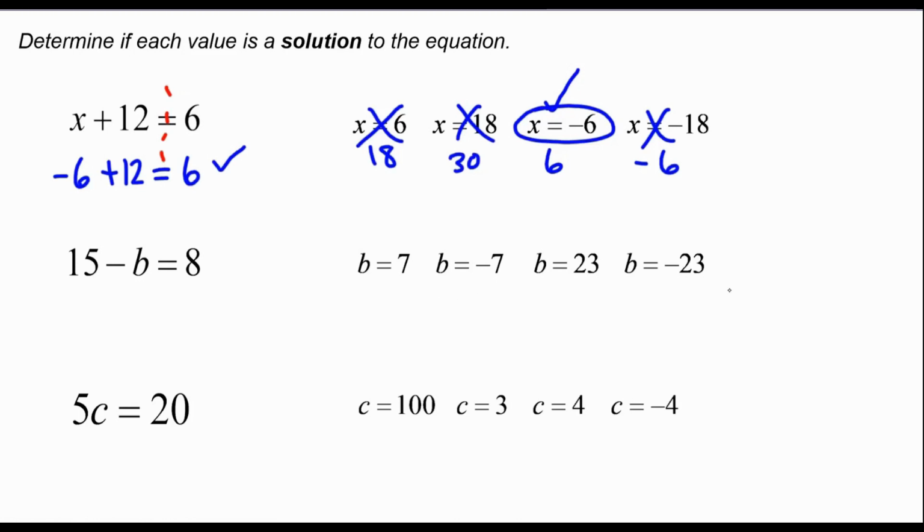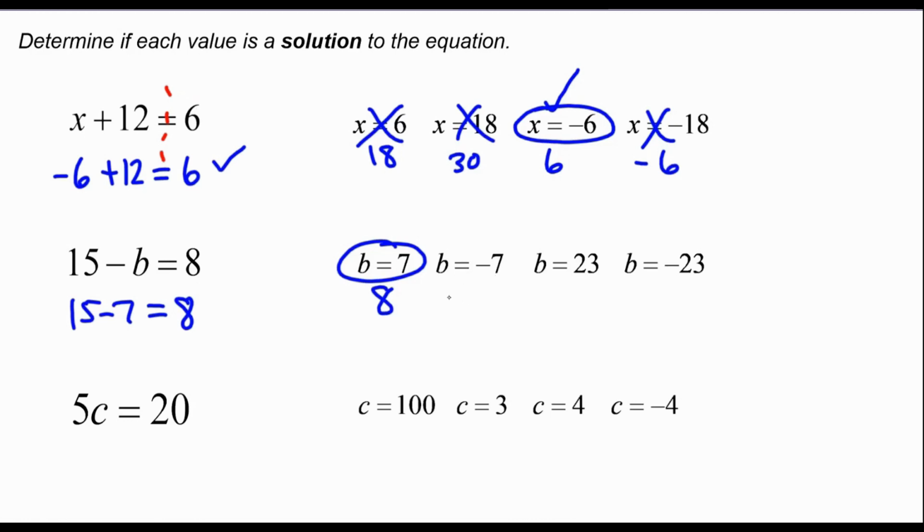Next one, 15 minus b equals 8. What value of b makes this equation true? If we put 7 in for b, 15 minus 7 is 8. So we have found our solution. 15 minus 7 is the same thing as 8. So b equals 7 is the solution to this equation.